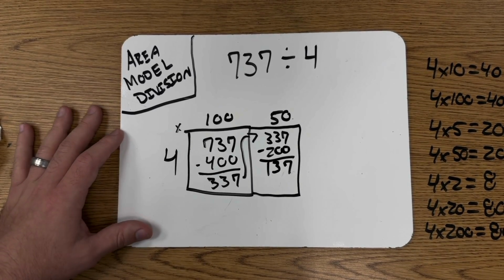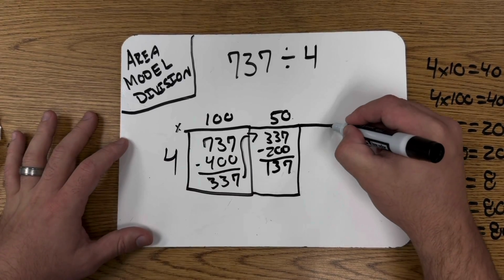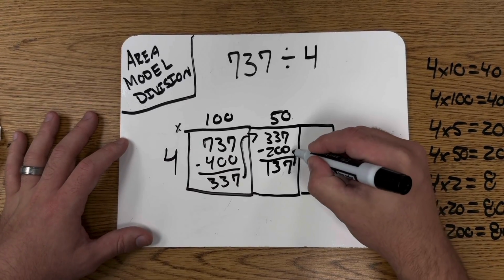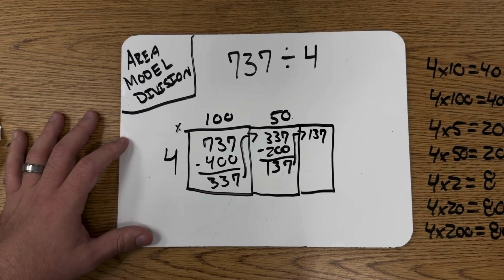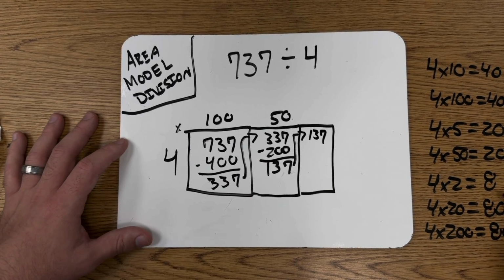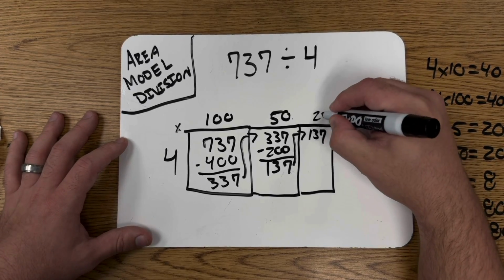So I bring that down, 7, 3, 1. So I'm at 137. Now I look at my 4 and I look at my 137 and I'm like, okay, how could I get as close to it as I possibly can? And again, I wrote down my facts over here. So I see 4 times 20 equals 80. I know it's cut off, but that's 80. That's going to get us fairly close there. So we can go ahead and do 20.